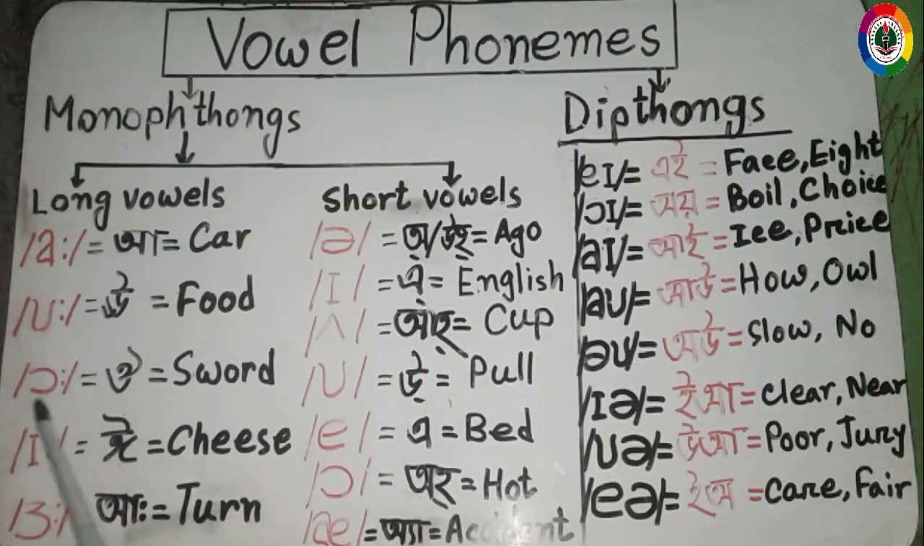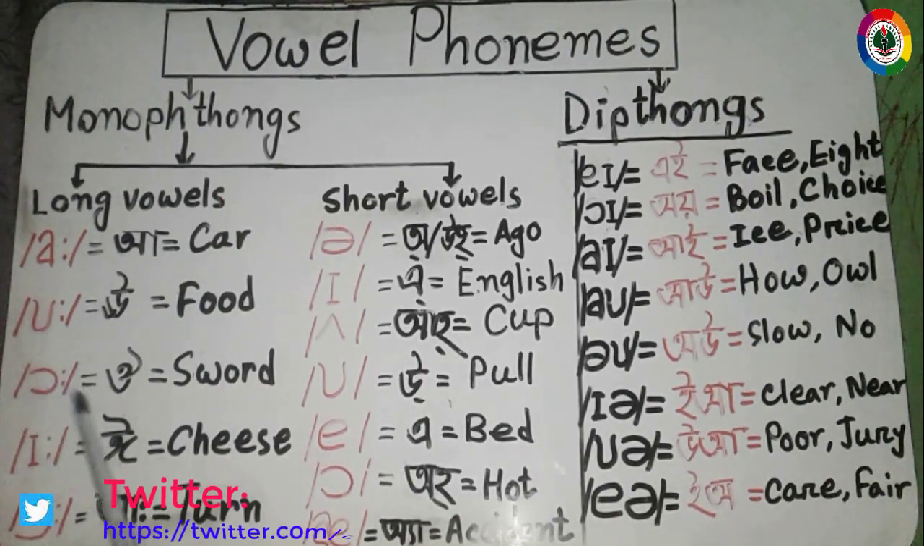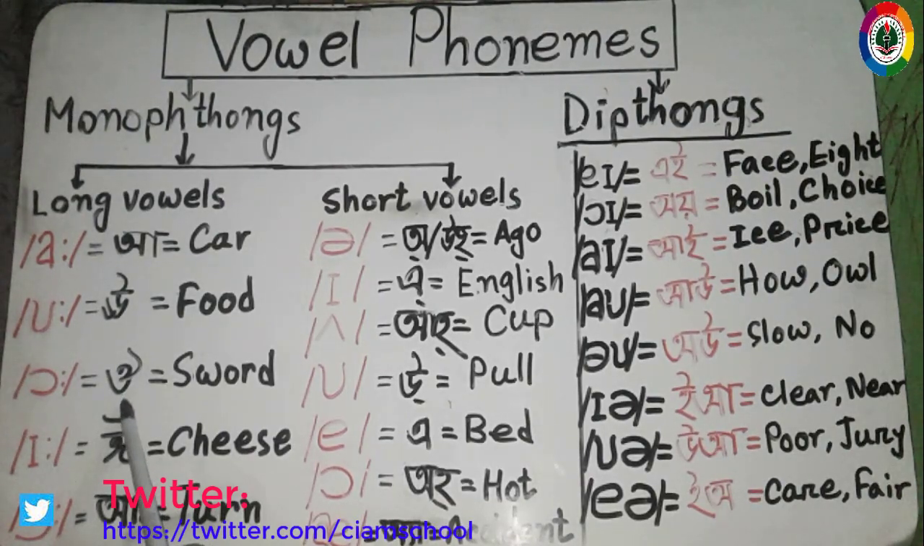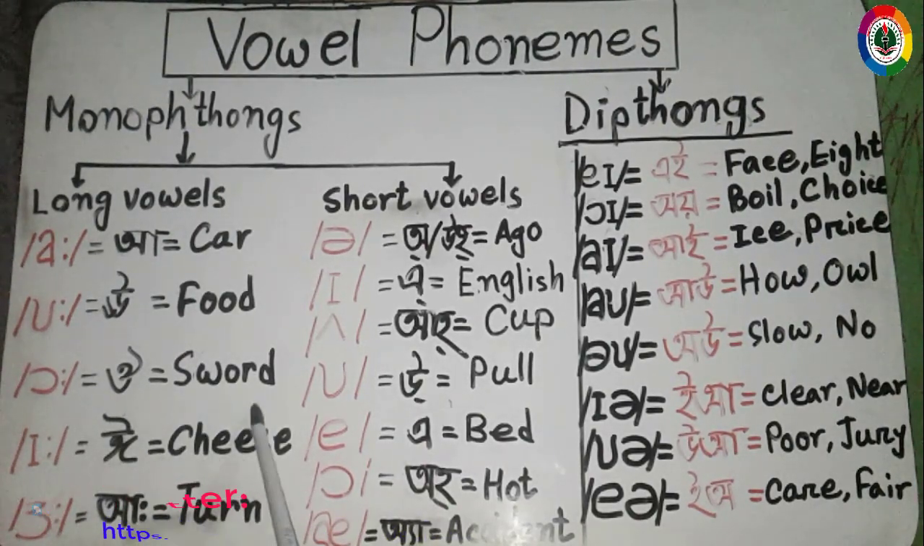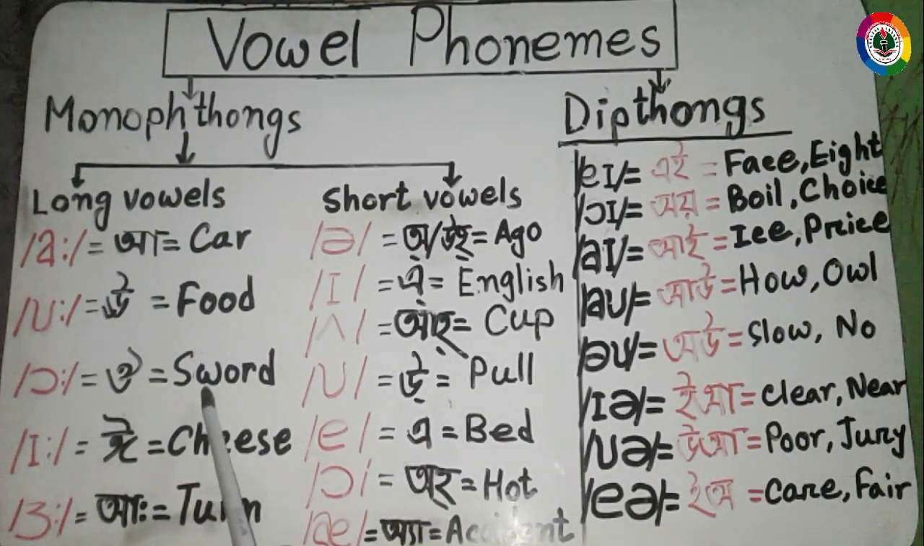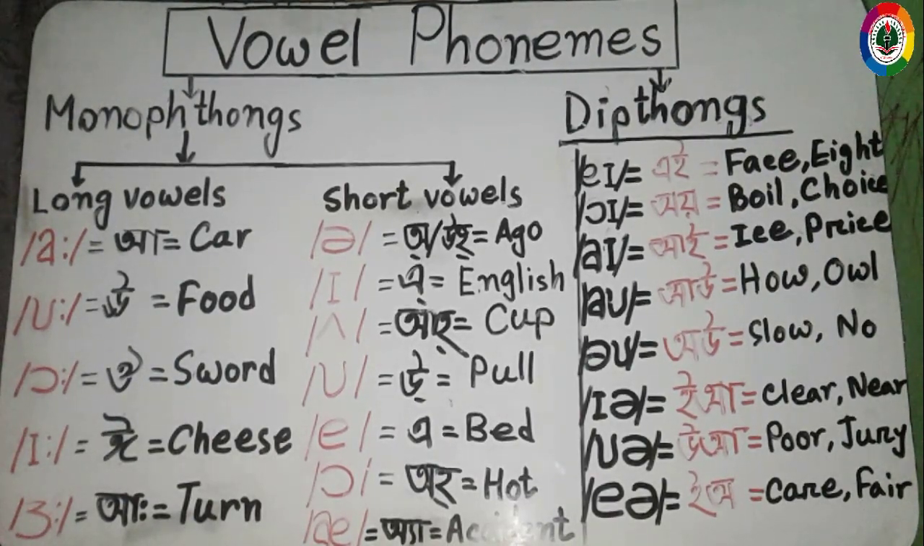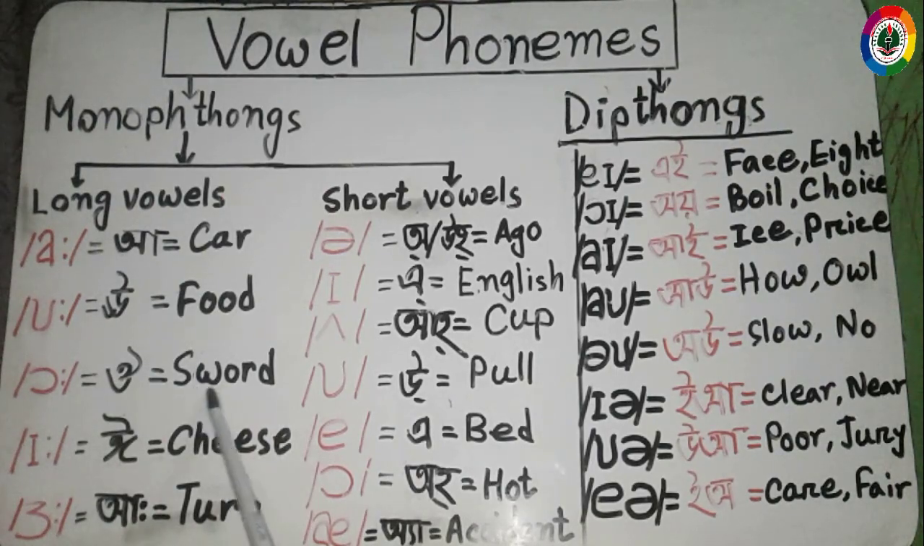Now let's move to this side. This sign in British English actually denotes O, O, O in a longer tune. O, right? The example would be sold, sold. This O here would be sounded in a longer tune like sold, sold.